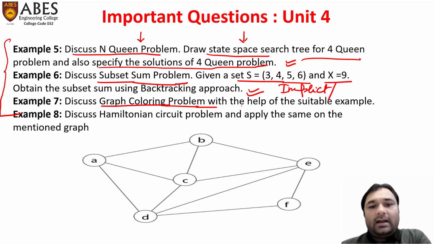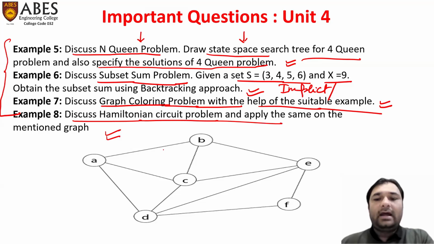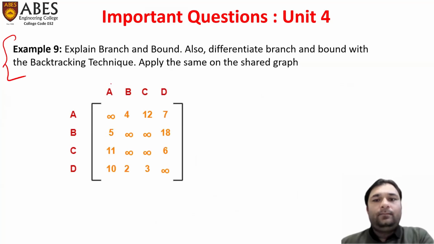Same, what is the graph coloring problem? Discuss with the help of an example that the solution will be represented in the form of a state space search tree. Next is the Hamiltonian circuit problem, and the same has been applied on a given graph in the earlier discussion as well. This is a question from branch and bound.